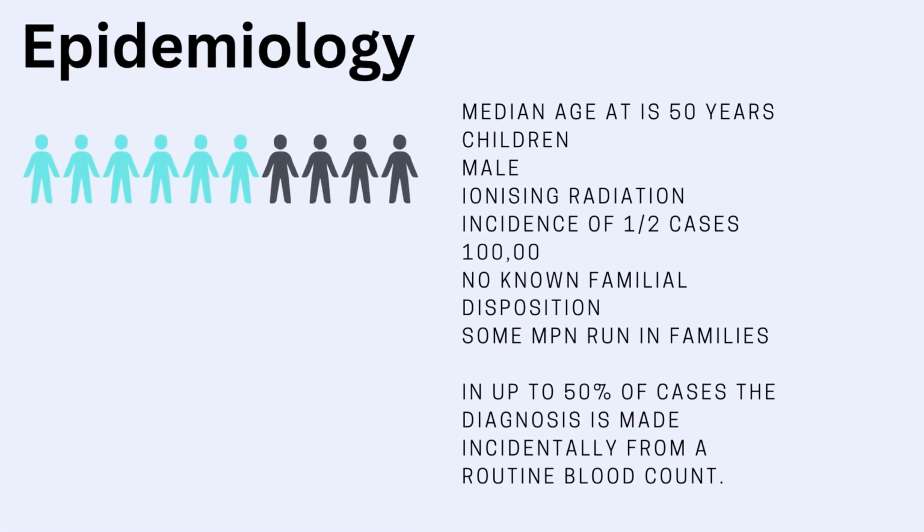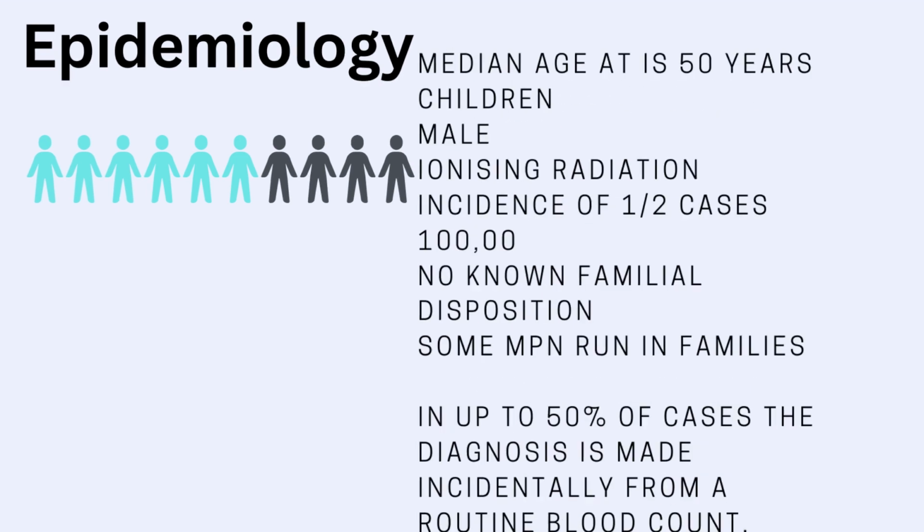CML normally occurs in 40 to 60-year-olds, but it can occur in children and neonates. There's a slight male predominance, and ionizing radiation is the only known risk factor. In about 50% of cases, the diagnosis is made incidentally on a routine blood count.